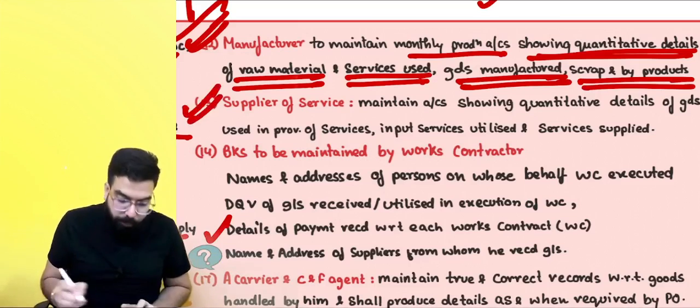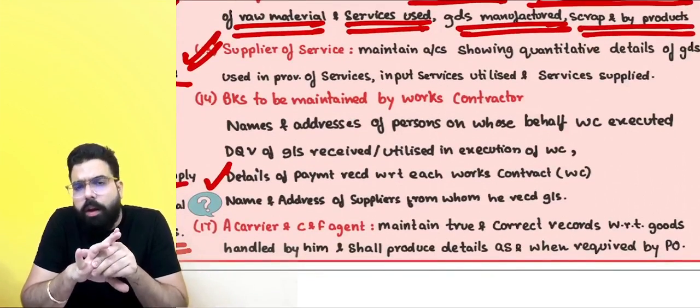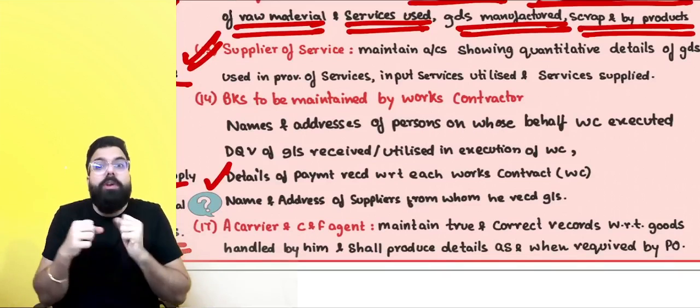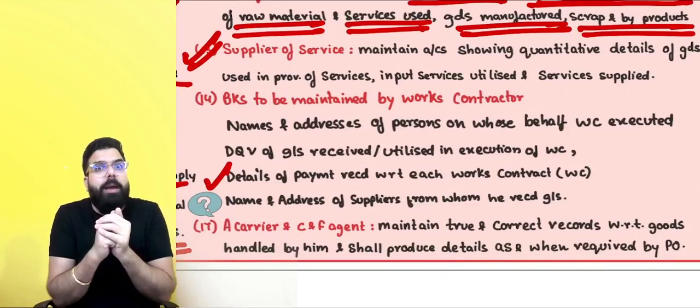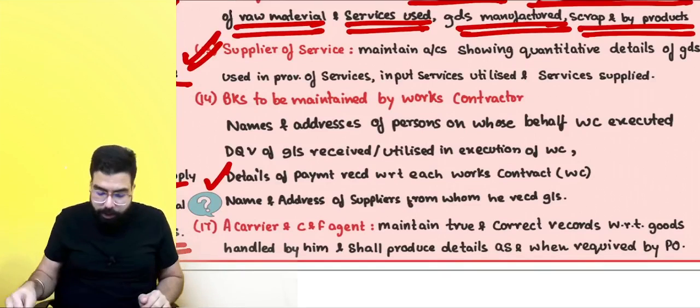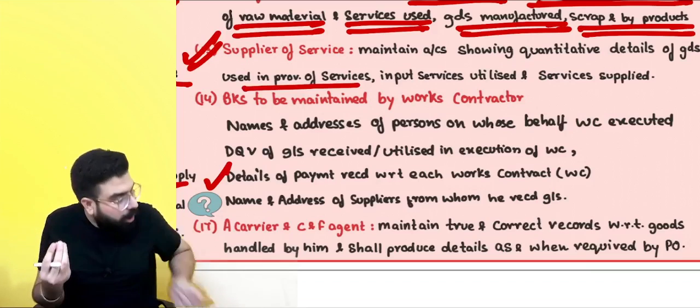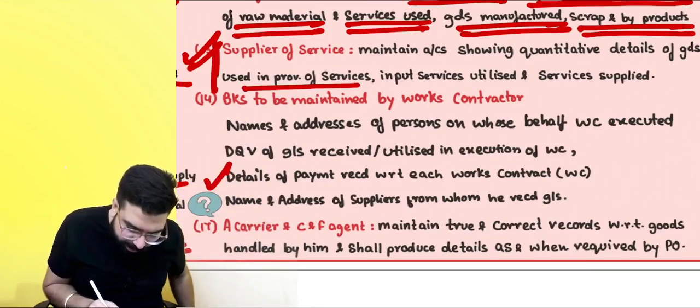Sir, if I am a service provider, what are the details I should maintain? You should maintain accounts relating to the goods which you are using. I am using this iPad to provide you service. The goods which you are using. Sir, in providing service, what input tax have I used? What services have I supplied? All the details should be there.